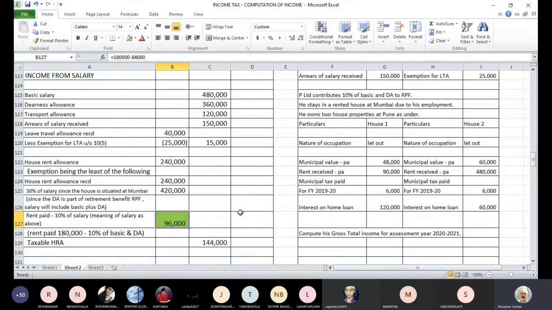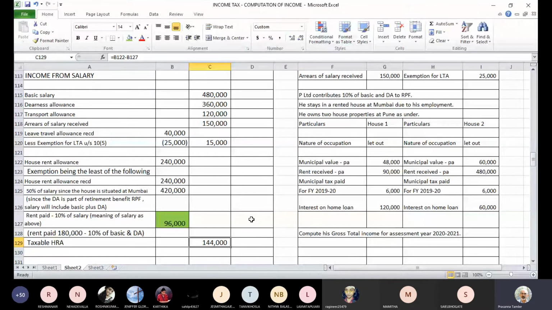Now our comparison is 2,40,000, 4,20,000 and 96,000. Whichever is the least is the amount of exemption. So 96,000 is the quantum of exemption. He received house rent allowance of 2,40,000, and we can claim exemption of 96,000. So 1,44,000 is the taxable house rent allowance. The remaining amount of 1,44,000 will be treated as a part of his taxable salary. Are you clear about this?